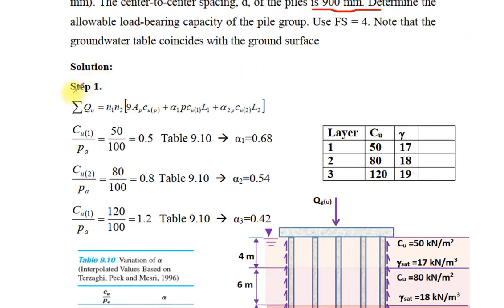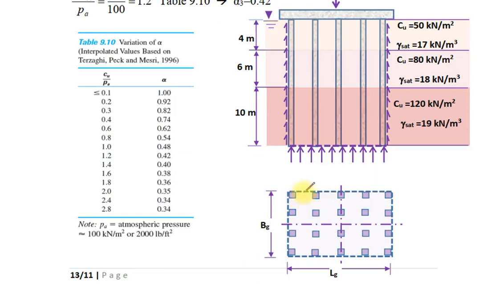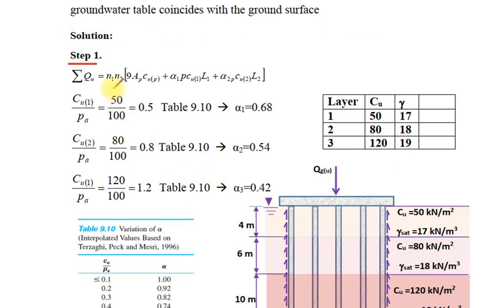In the first step, we have to compute the ultimate bearing capacity based on the bearing capacity of the individual pile, and then multiply the bearing capacity by the number of the piles. The number of the piles here is 4 multiplied by 5 equal to 20. N1 by N2 equal to 20. Number of piles in this group equal to 20 piles.